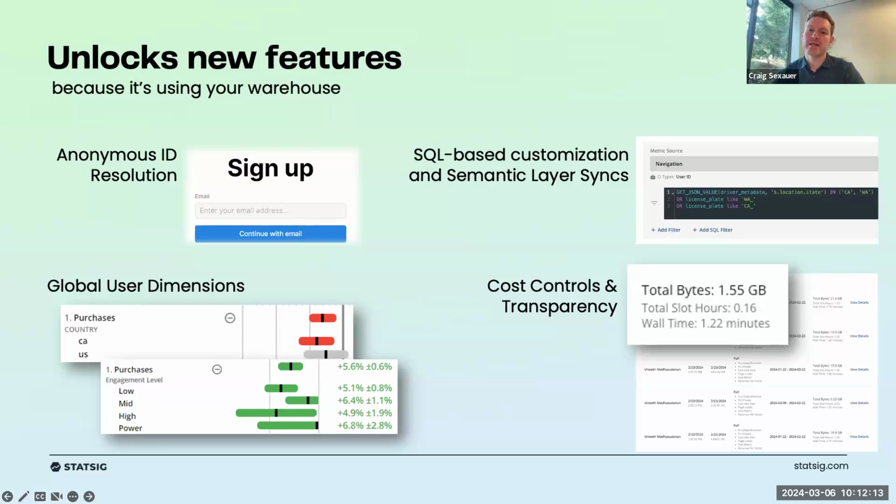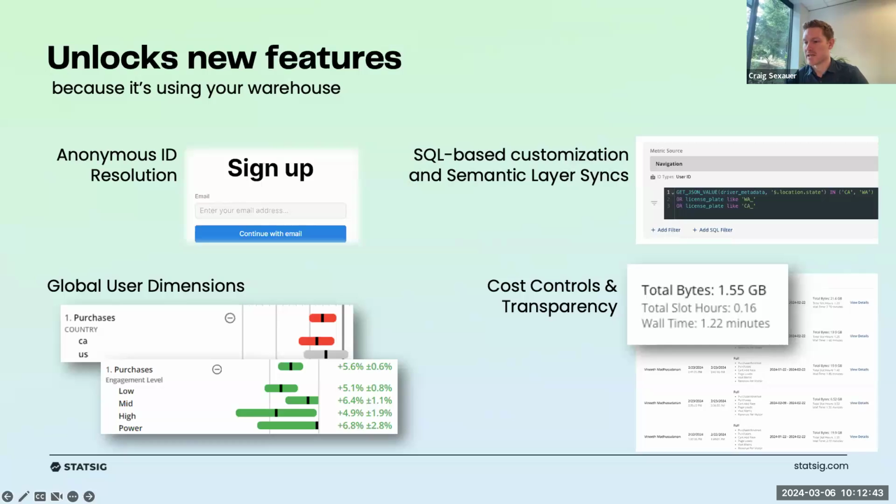What we've also seen people really get value out of is having just SQL-based customization as part of your measurement platform. This can be as simple as providing a SQL-based filter for a metric. So you can do some sort of complex logic on JSON fields, or you want to do some sort of array parsing. It's also really powerful in that if you have an existing semantic layer or metric definition layer, you can just sync it with these platforms. And since it's reading directly from your source of truth, your existing definitions work.